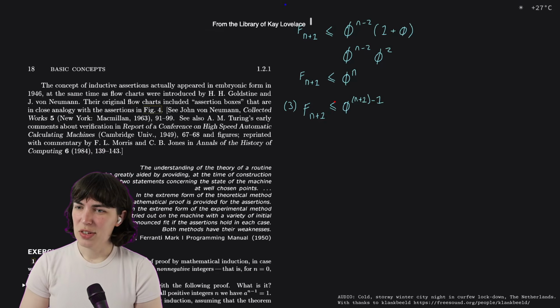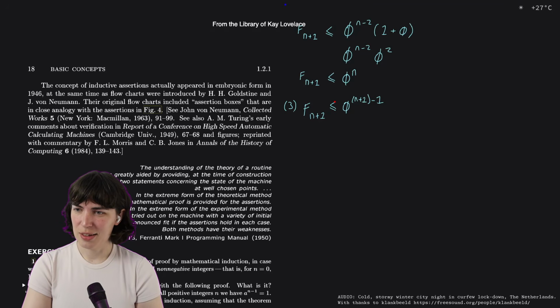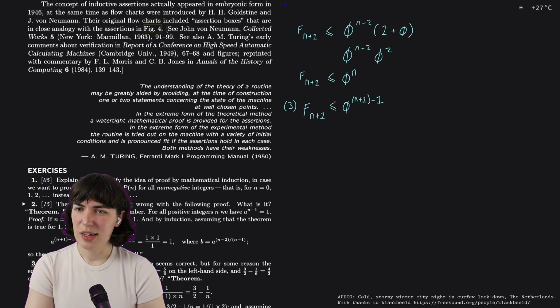The concept of inductive assertions usually actually appeared in embryonic form in 1946, at the same time as flowcharts were introduced by H. Goldstein and John von Neumann. Their original flowcharts included assertion boxes that are in close analogy with the assertions in Figure 4. See John von Neumann, collected works. See also A.M. Turing's early comments about verification. Interesting. We've got a quote.